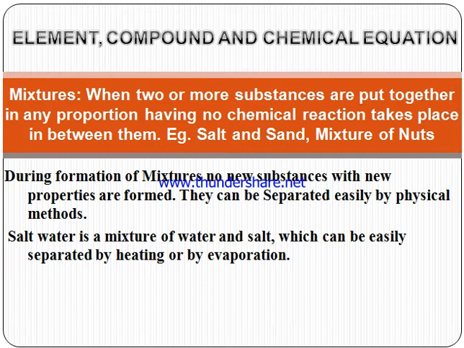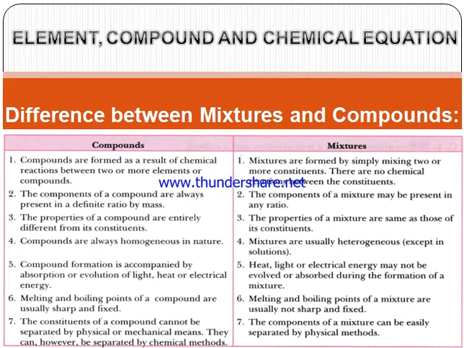Example, a mixture of different nuts, that is almond, cashew, etc. So this is an example of a mixture. More examples: salt and sand, salt water. Salt water is a mixture of water and salt which can be easily separated by heating or by the evaporation process. Next we come to the difference between mixtures and compounds.